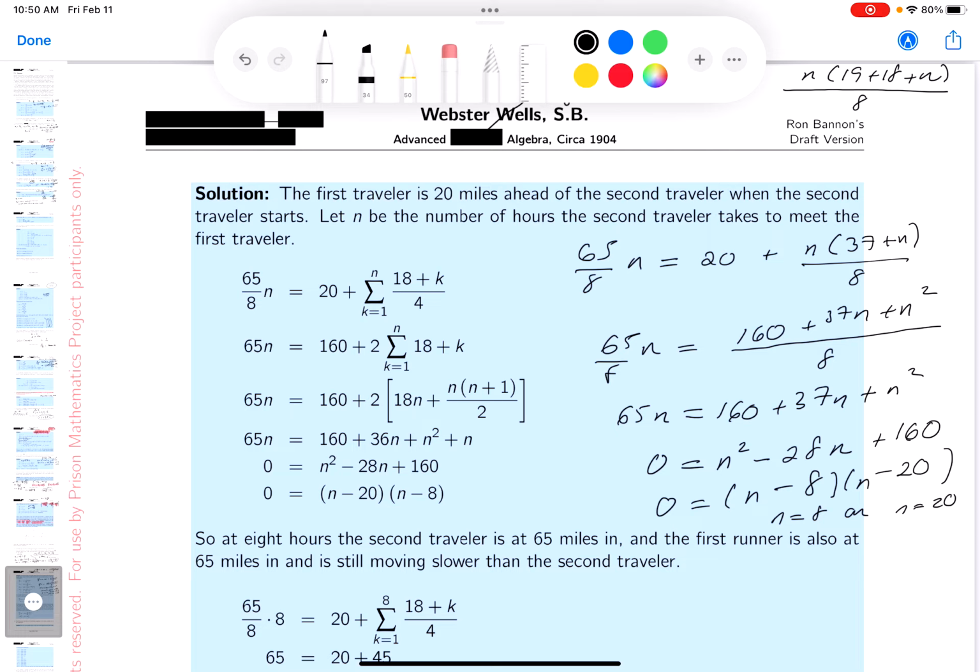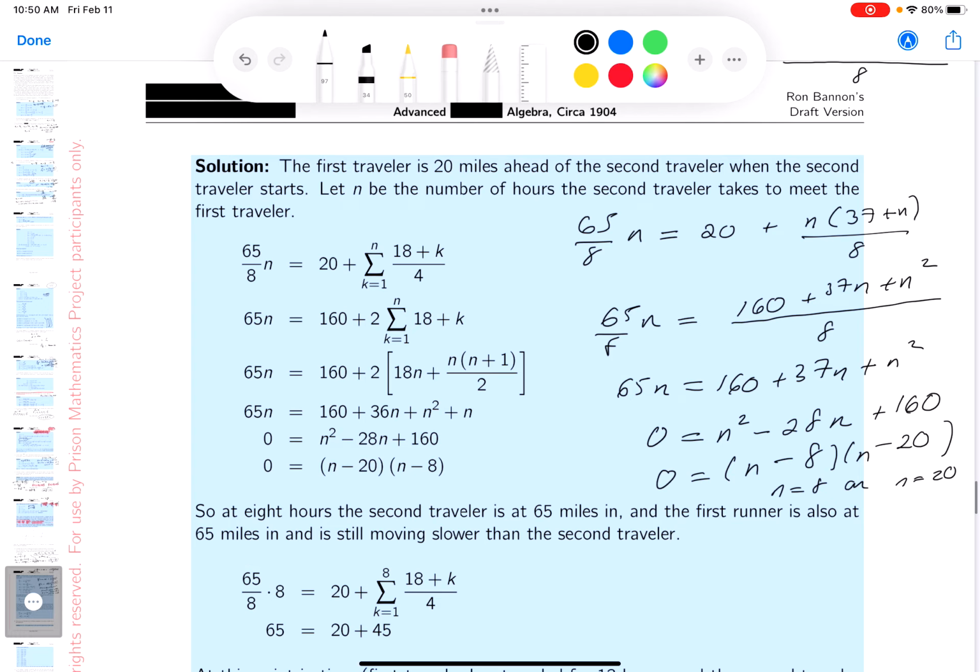Okay, let's think about it. I got my two answers. I'm not saying don't write the numbers down, but right now, at n is 8, that's 8 hours. So at 8 hours, I hope you realize the second guy's rate is 65 over 8 times 8. He'd be at 65 miles. So they're both going to be going 65 miles at that point.